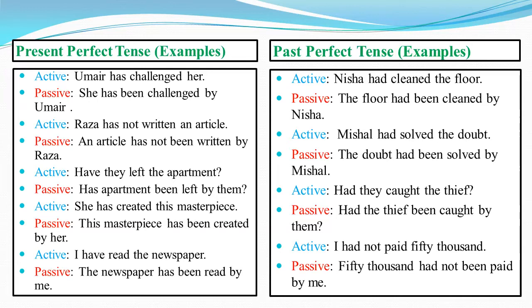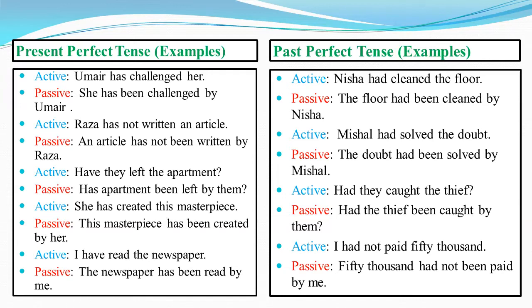Okay, now past perfect tense. Look at the sentence. The active sentence is: Nisha had cleaned the floor. And the passive voice is: the floor had been cleaned by Nisha. Okay, the structure is same as the present perfect tense. We just write had here instead of has or have. Okay, another sentence is: Michelle had solved the doubt, and the passive voice is: the doubt had been solved by Michelle.